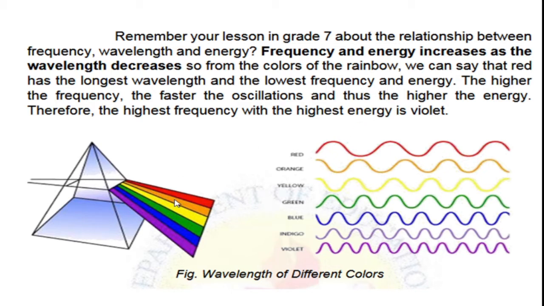Yung pula po sa rainbow, yan po yung pinakamahaba na wavelength, pero siya po yung pinakamababa ang frequency and energy. Tingnan nyo dito. See, for instance, this is the color of the rainbow, yung red. Tingnan nyo, 1, 2, 3, 4. Mayroon lang siyang 4 frequencies. Diba? Pero, maski na mababa yung frequencies, siya po yung pinakamahaba na wavelength.